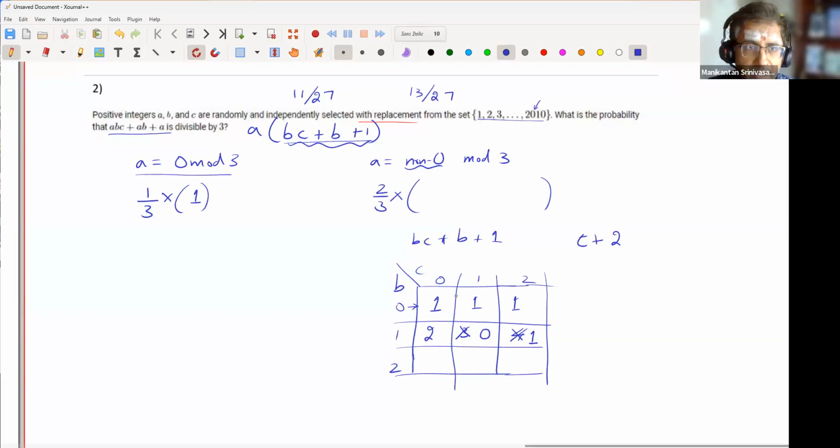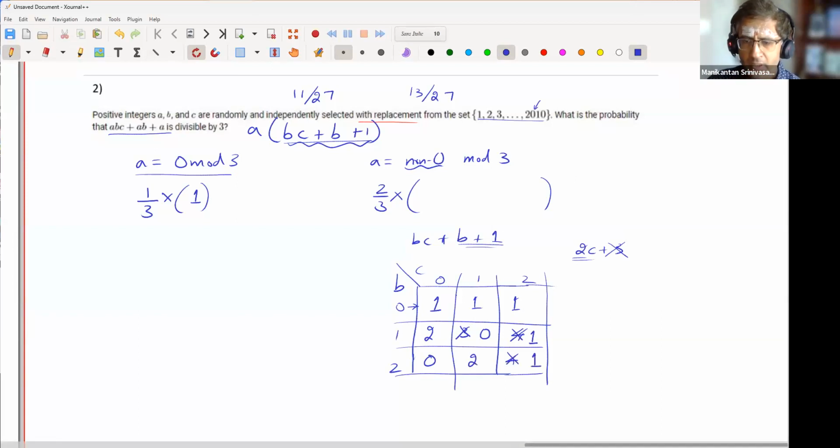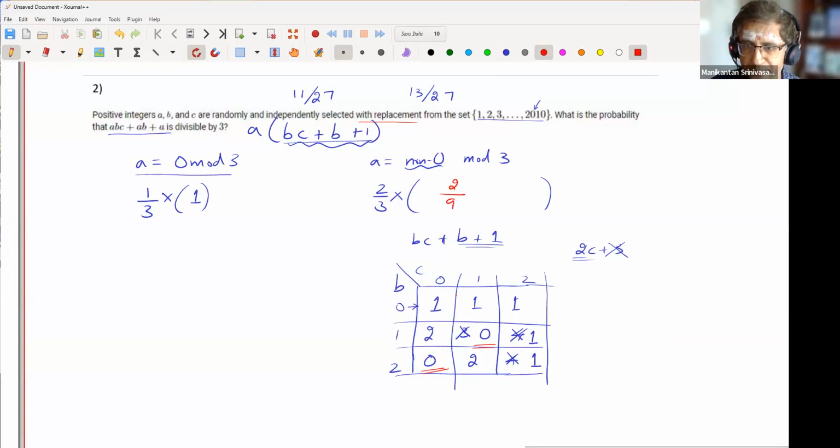And similarly, in the last row, if B is 2, then what do I have? I have B is C plus 3. So effectively 2C, right? I can ignore the 3 completely. So 2C will leave a remainder of 0. 2C will be 2 here. 2C would be 4, which is effectively 1. So there are only 2 of the 9 cases, namely this guy and this guy, where it's perfectly divisible, right? So what goes in here is 2 of those 9 cases.